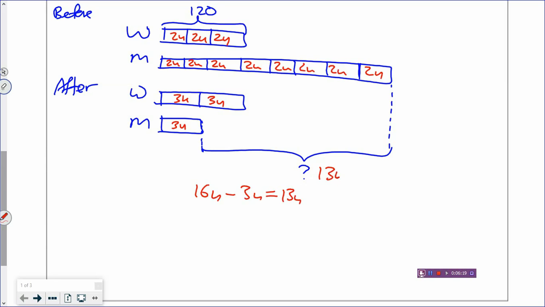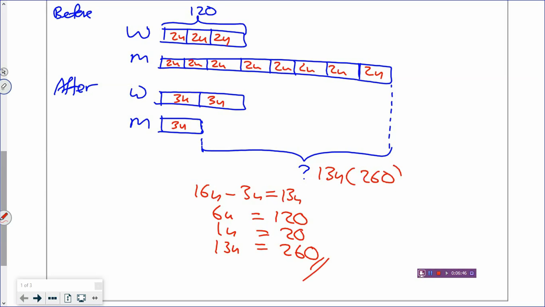13 units of men. Alright, then you look at the model. Can you see the women is 6 units, which is 120? So your 1 unit is 120 divided by 6, which is 20. So how many men left the hall? Which is 13 units. So 13 times 20, 260 men left the hall. Right, and that's it. You solve the problem just by looking at the model.